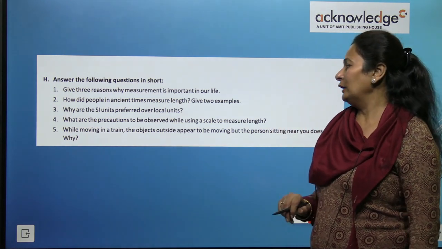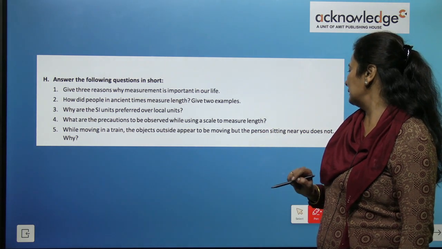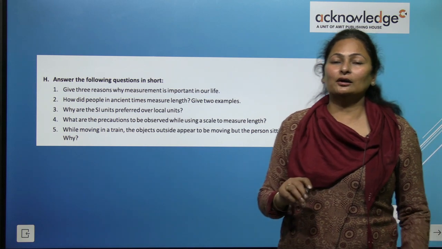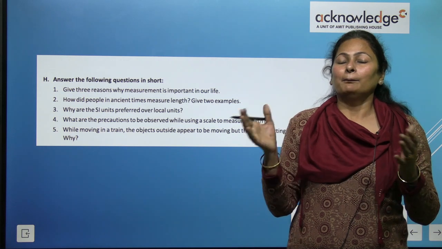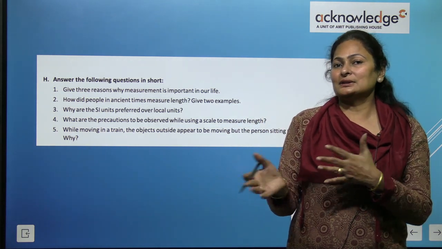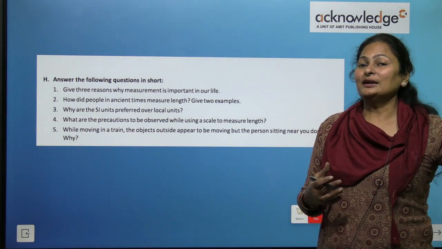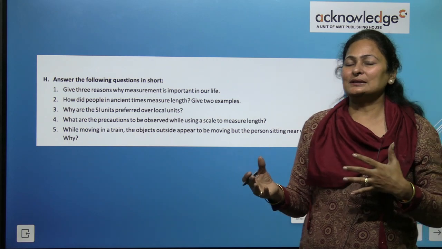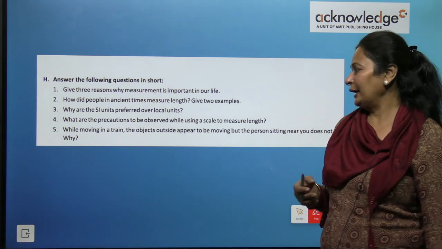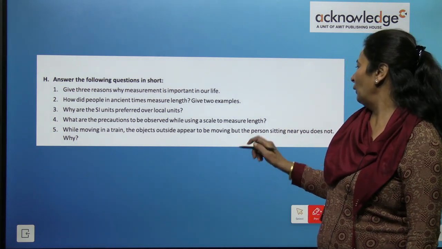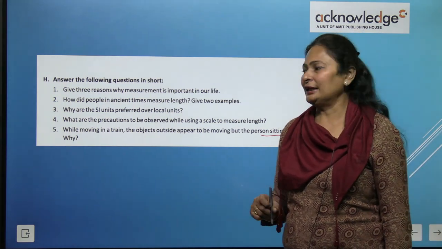While moving in a train, the objects outside appear to be moving, but the person sitting near you does not. Why does this happen? You are sitting in a train that is moving, but why are you and the other passengers not moving with reference to the stationary? Because all the passengers are stationary relative to each other, right? The train is moving, right? So that is why the person sitting near you is not moving, they are stationary.